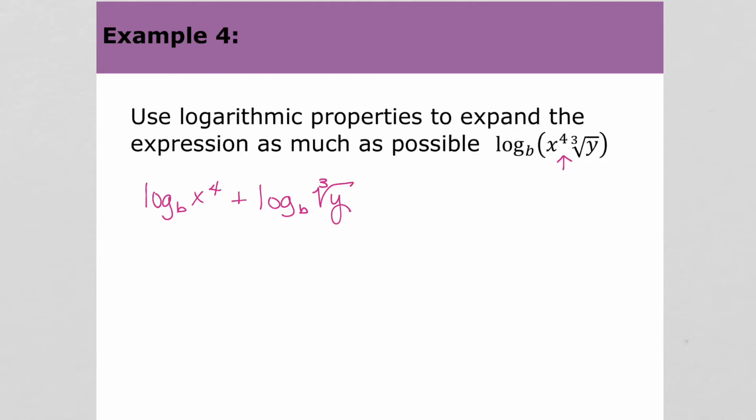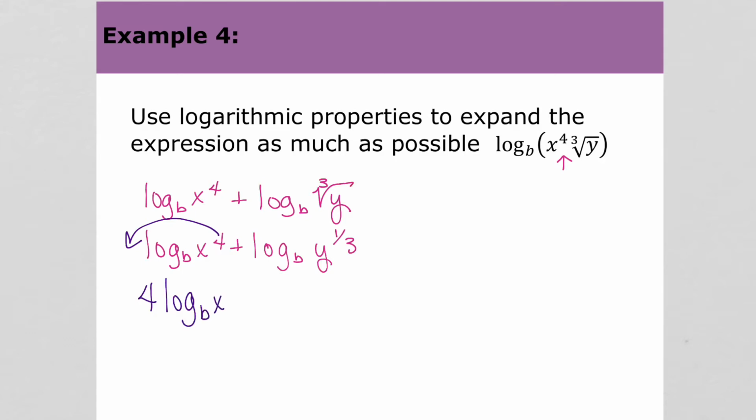Now, we can bring this 4 out front, but before I do that, I'm just going to bring this down, and we're going to go ahead and rewrite that third root of y as y to the 1/3. And now, the 4 can come out front here to rewrite as 4 times log base b of x. And the 1/3 comes out in front of that log, so we'll write plus 1/3 times log base b of y.